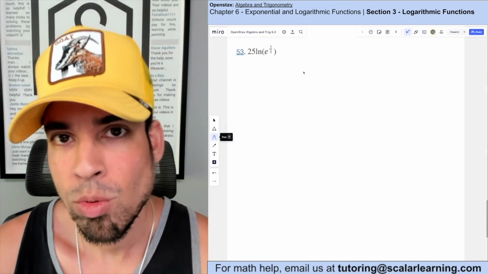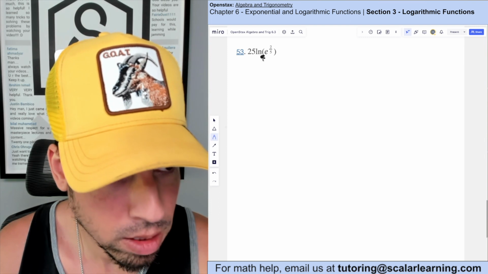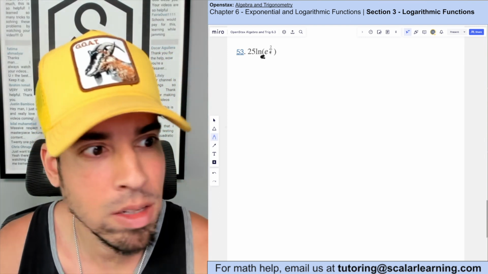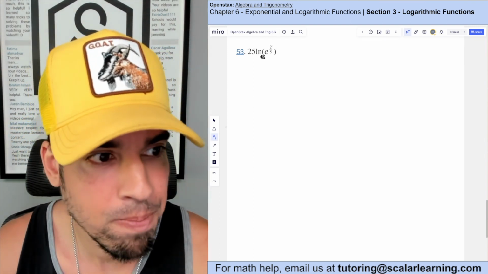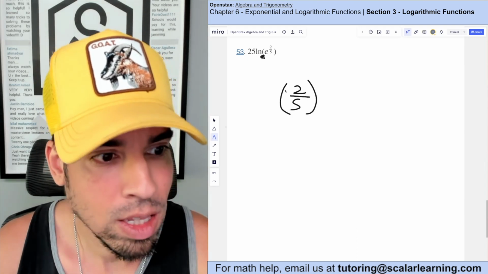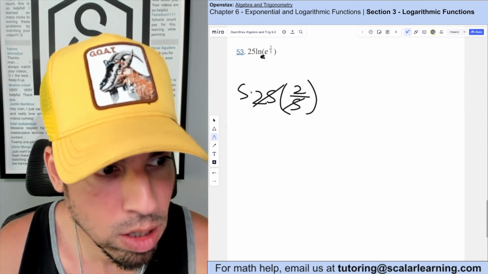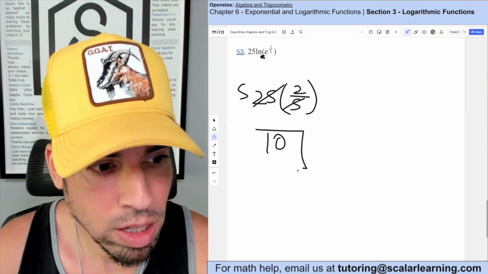Done. So for this one, we're going back to that shortcut rule where if I have a logarithm with a base and then I'm taking that same base to a certain exponent inside, that's just going to evaluate and cancel out to just be that power, which is 2/5. And then we can say 2/5 times 25, that simplifies to 5 over 1. 5 times 2 is 10. So that's using the shortcut.